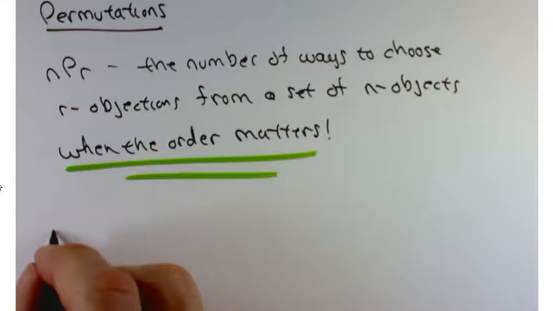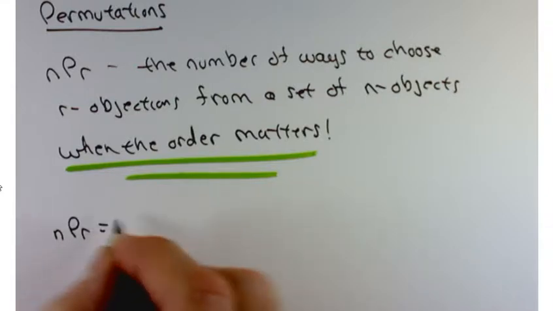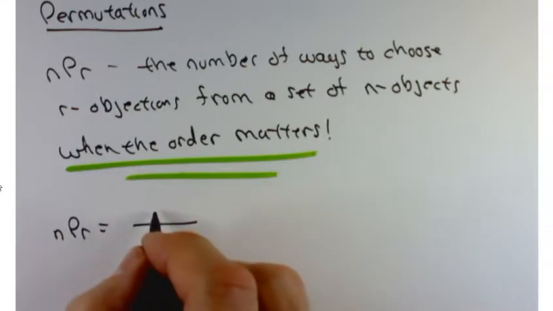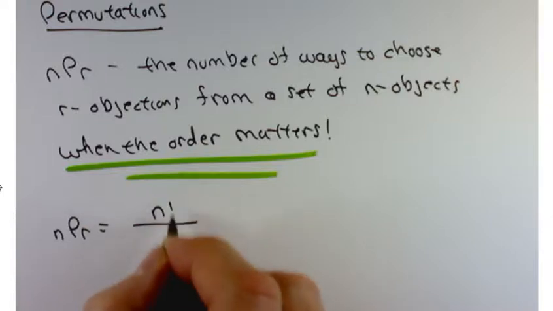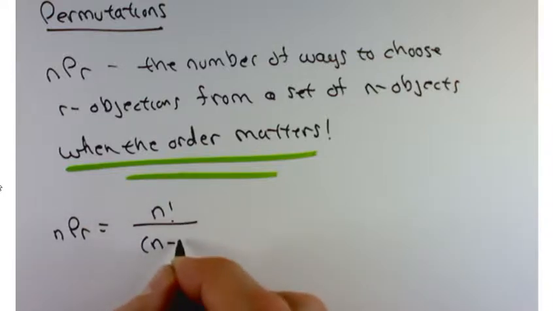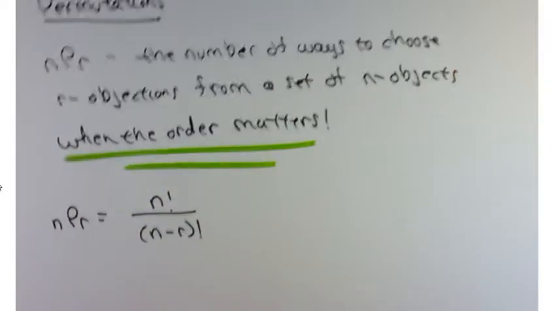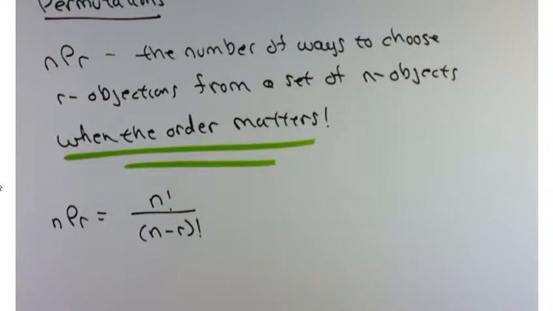Now the formula, and we're not necessarily going to actually have to use a formula, but the formula is this. You're going to take n factorial and divide it by n minus r factorial. So a little bit less involved than what you have to do for combinations.